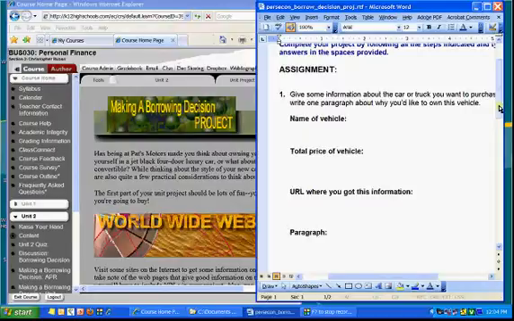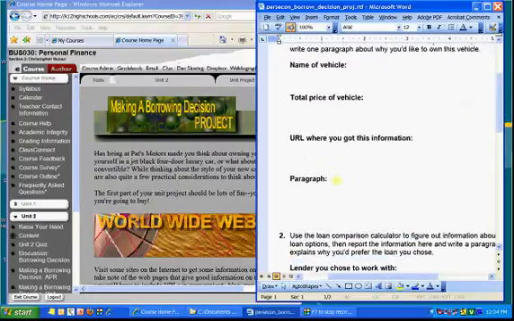And then you've got to tell me why. You've got to write a paragraph. Why do you want this car? Do you want this car because it's sporty and it looks nice and because it's got the color you want? Do you want it because it's fuel efficient? You want it because it doesn't cost much money? You've got to defend this in a paragraph.